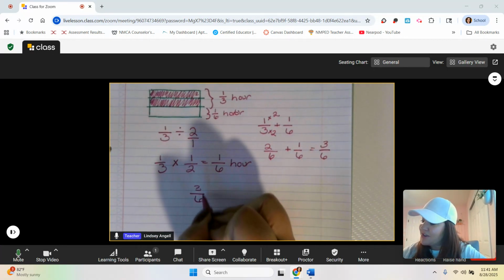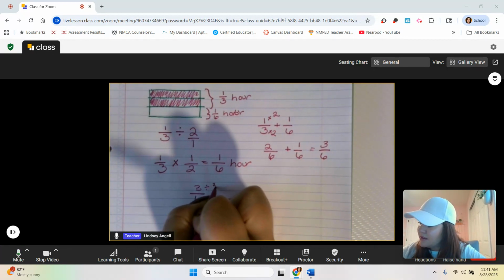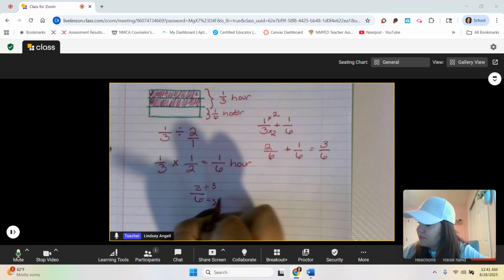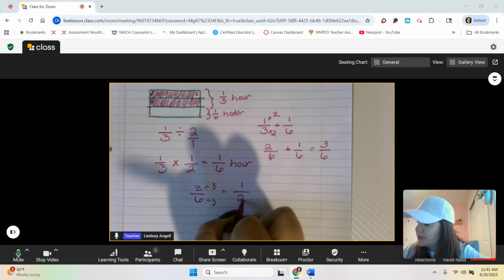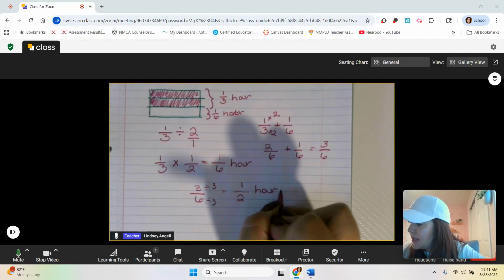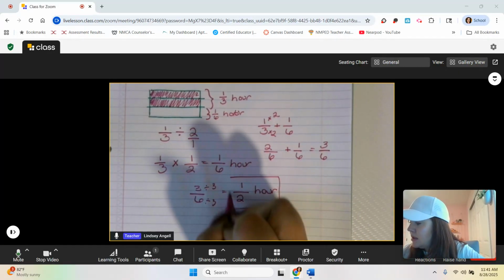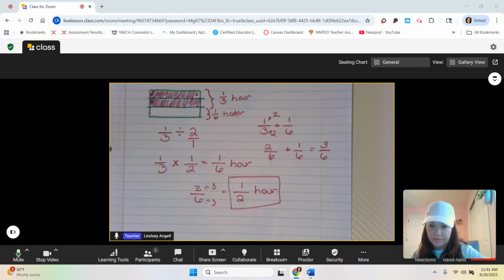Well, 3 and 6 can both be reduced by 3. 3 divided by 3 is 1, 6 divided by 3 is 2. Meaning that it would take her half an hour.